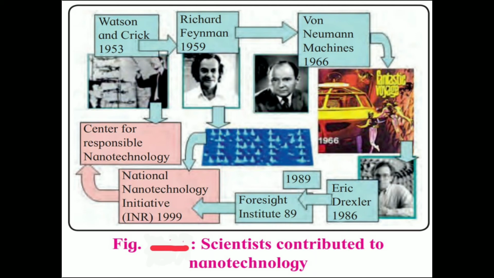Like in 1953, Watson and Crick gave information about nanomaterials. Then in 1959, Richard Feynman. In 1966, von Neumann machines. Then Eric Drexler in 1986. Then the Foresight Institute in 1989. In 1999, the National Nanotechnology Initiative, and then the Center for Responsible Nanotechnology.